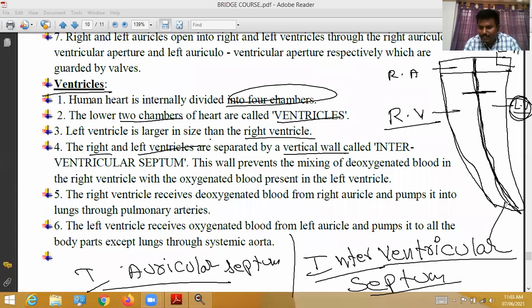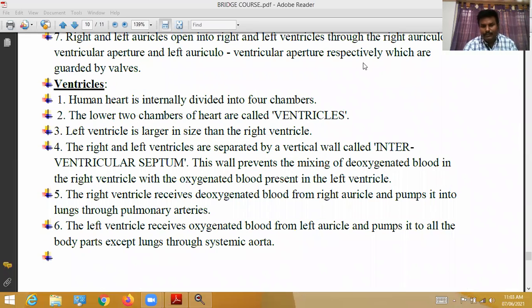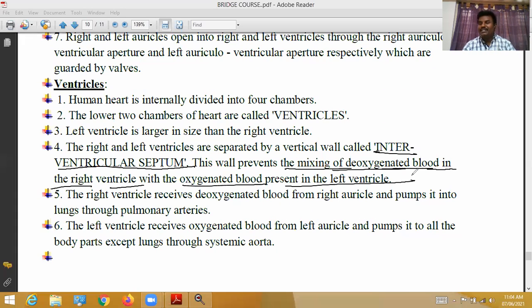This interventricular septum prevents mixing of deoxygenated and oxygenated blood. From the right auricle, deoxygenated blood enters the right ventricle. From the left auricle, oxygenated blood enters the left ventricle. In the ventricles, the deoxygenated blood and oxygenated blood do not mix due to the vertical wall called the interventricular septum.